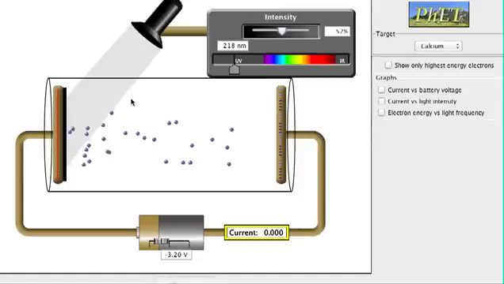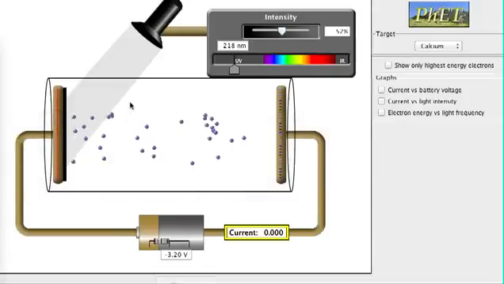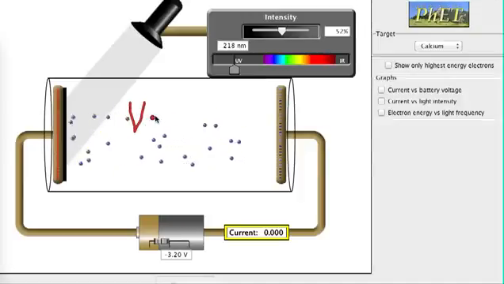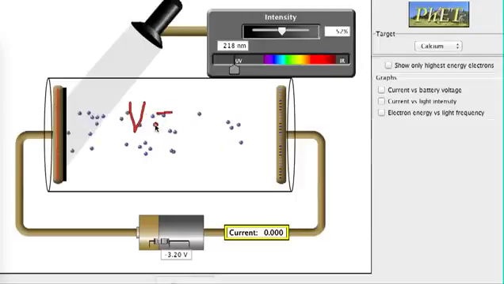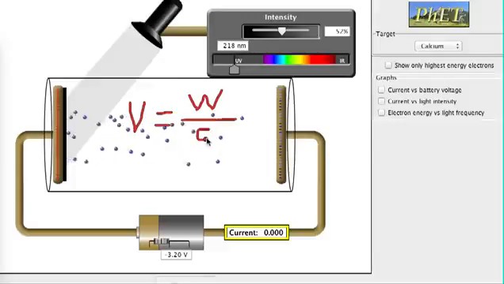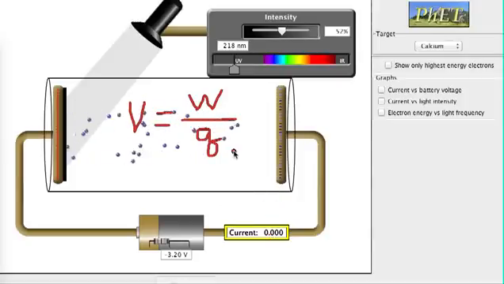Once we have the current down at zero, we can find the energy of these electrons by using the formula. Voltage, that's the voltage of our voltage source, is equal to the kinetic energy of the electrons, which will go from the formula voltage equals work over charge. Again, the work is the kinetic energy of electrons, the Q is the charge of the electron, and V is the voltage required to stop the electrons. We know we stop the electrons when the current gets down to zero.